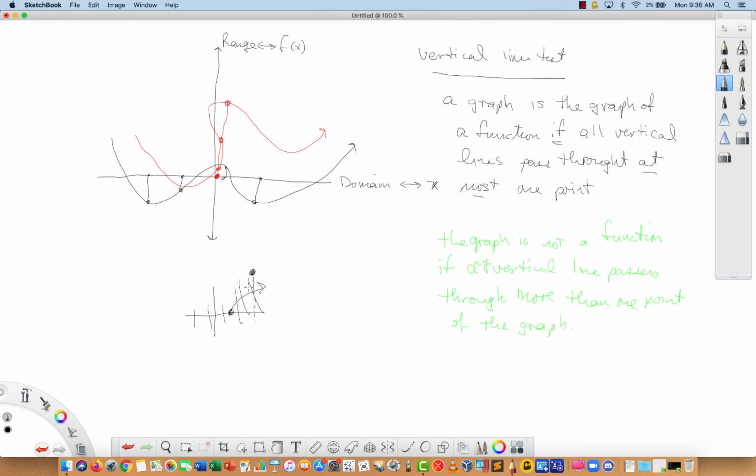The flip side of that, the way we say a graph is not a function, is if any vertical line passes through more than one point in the graph. That's how we'll be able to identify those things. All right, so there are some preliminaries on functions. The next video that we'll have will be about special kinds of functions and categorizing those functions. And again, this is part of the review material.